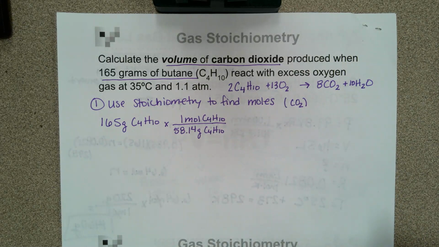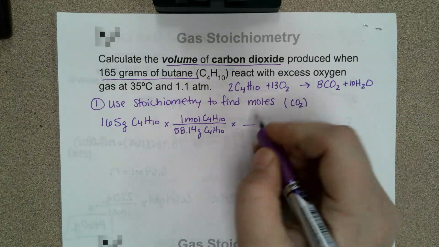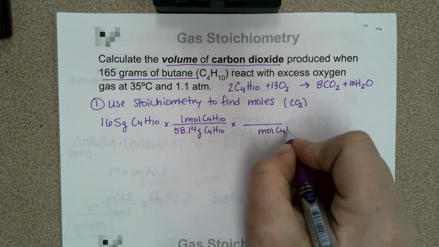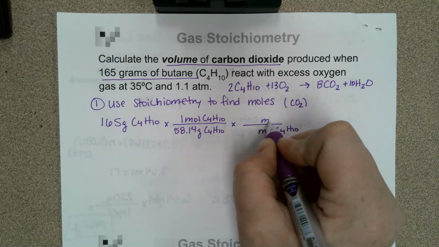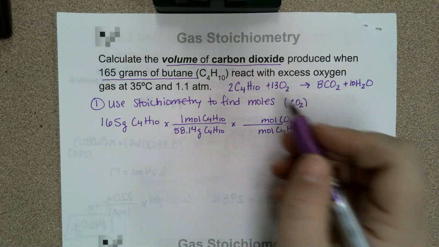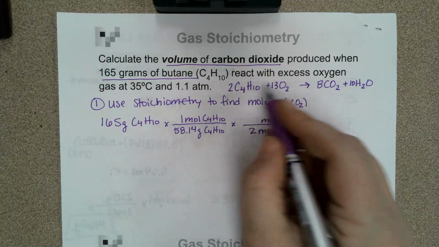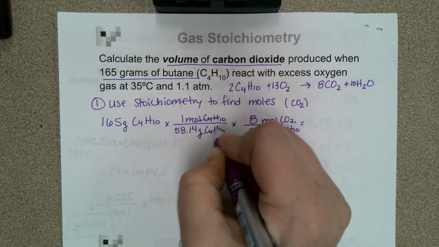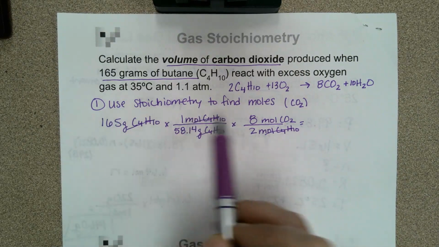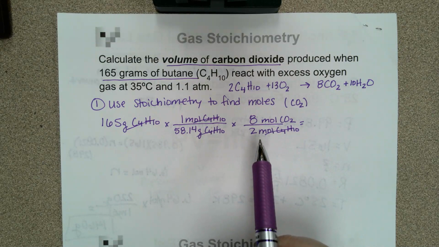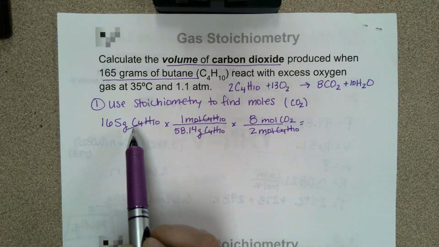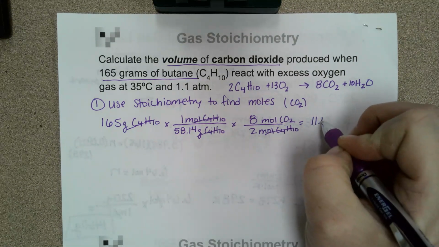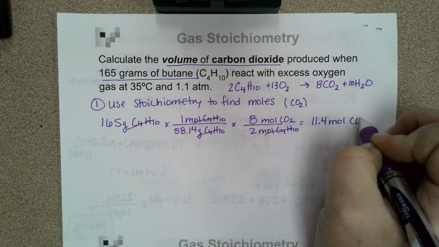Then once we're in moles of butane, we can convert to moles of carbon dioxide using our coefficients. So moles of C4H10 will be on the bottom, and then we're going to moles of CO2, and that is a 2 to 8. Okay. All right, multiply across the top, divide by what's on the bottom. And then we're going to have 3 significant figures in our answer because that's what we started with here. And you should get 11.4 moles of CO2.